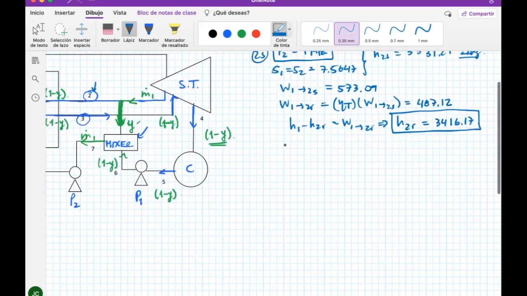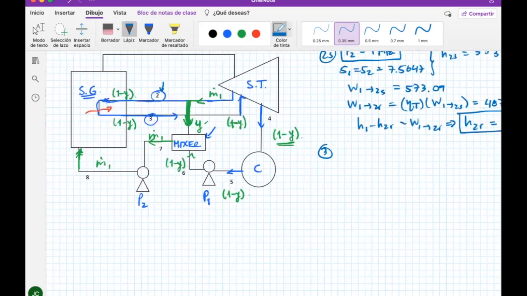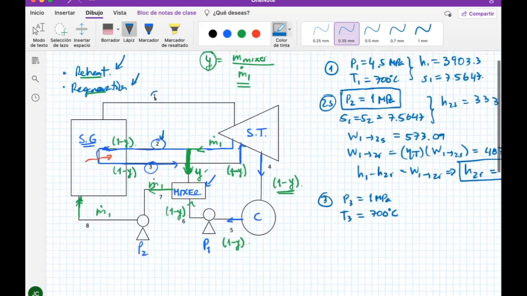Now let's just go with 3. So for 3, it's after receiving heat from the steam generator in the reheat part. So I'm still going to get 1 megapascal because the pressure hasn't changed. And I'm going to say my temperature is going to be the same as 1, so this one has a 700 degree temperature. The steam generator does the same for this line that is going into the reheat part.